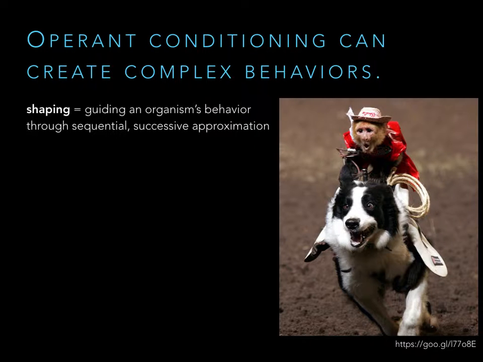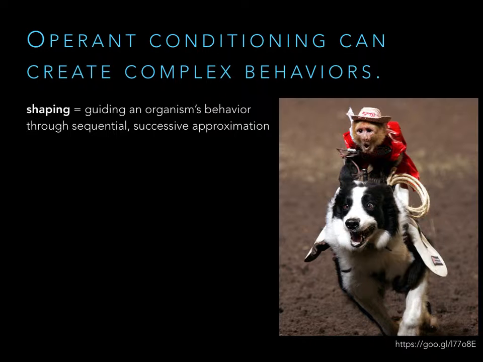We reward the monkey as it learns to wear the little outfit. When it learns to sit on the dog, we also reward the dog. When it learns to let the monkey ride it and chase the goat, we reward the monkey when it learns how to lasso. So we take these sequential steps where we have the monkey start to approximate the behavior we want. All right, that's what we call shaping. This is how we teach dolphins to do tricks. This is how we teach our dogs to do tricks too.